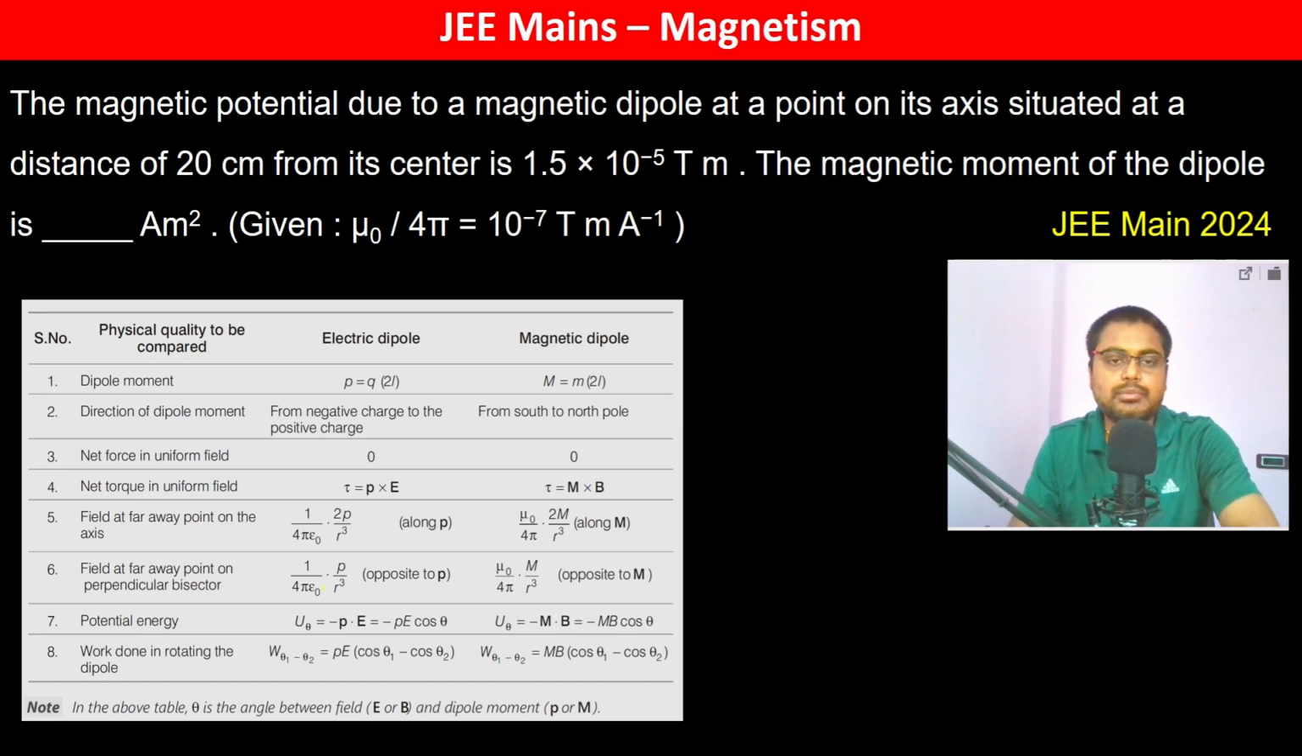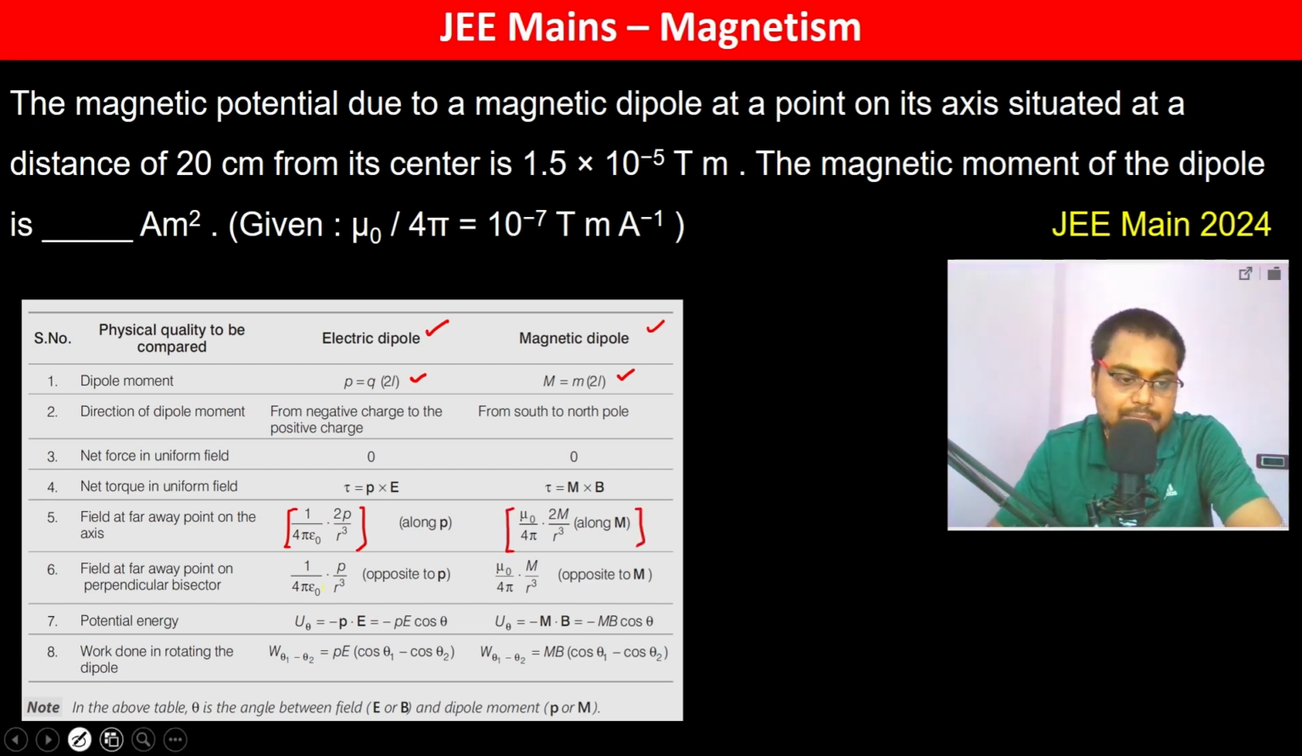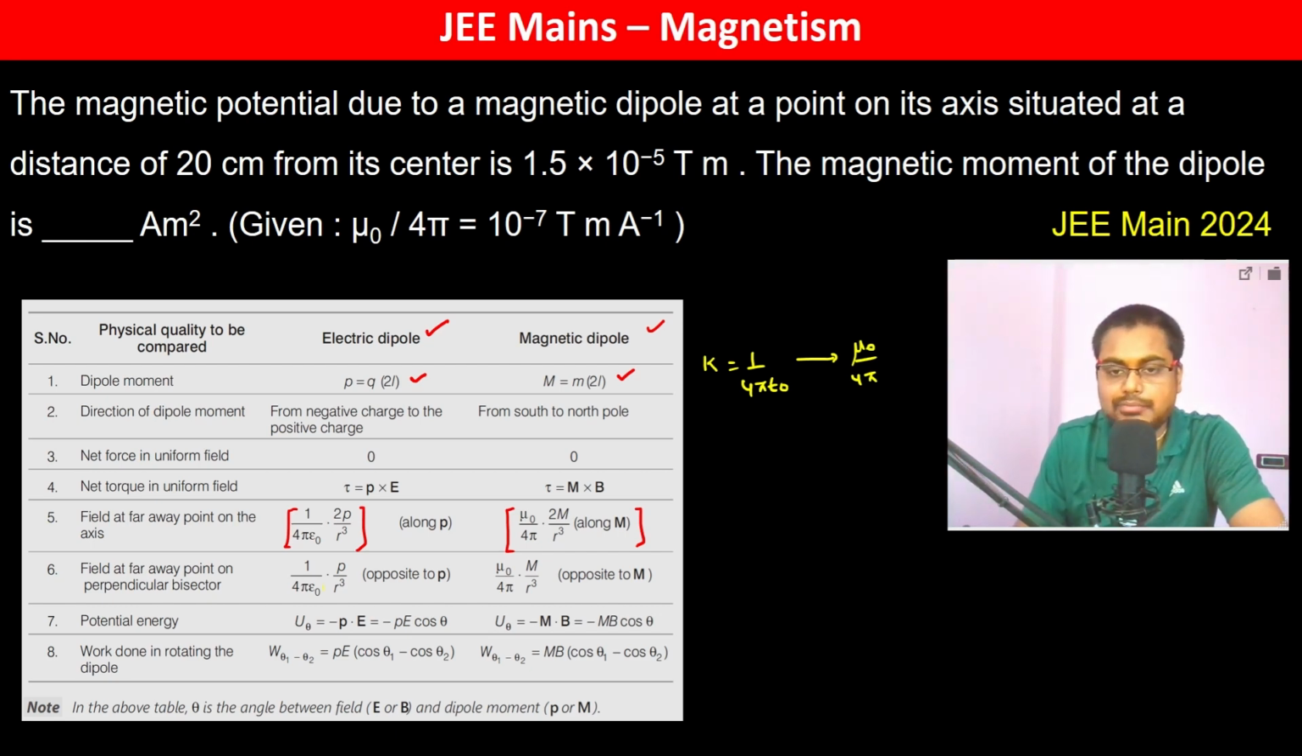Thank you. The magnetic potential due to a magnetic dipole at a point on its axis situated at a distance of 20 centimeter is this. Okay, now look carefully, electric dipole and magnetic dipole, there is a similarity in the formulas. Dipole moment is q into 2l, magnetic dipole is m into 2l. Then we have the field at a far away point on an axis. It is 1 by 4 pi epsilon and 2p by r cube. Here it's mu naught by 4 pi into 2m by r cube. So basically at all places the k, which is 1 by 4 pi epsilon naught, gets replaced by mu naught by 4 pi in case of magnetic, and the p gets replaced by m.